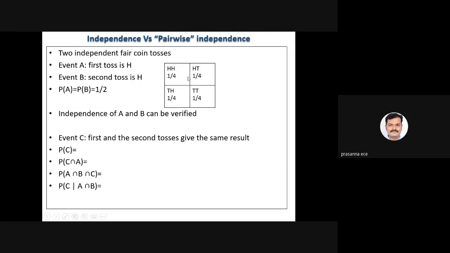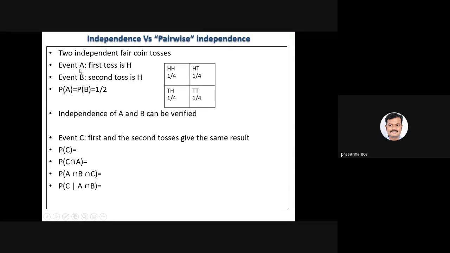Before that I have listed all the possible outcomes of this experiment. We are tossing a single fair coin 2 times. One possible outcome is head in the first toss, head in the second toss; head in the first toss, tail in the second toss; tail in the first toss, head in the second toss; and both tosses being tails. All these are mutually exclusive, so we are assigning a probability of 1/4 to each of these outcomes.